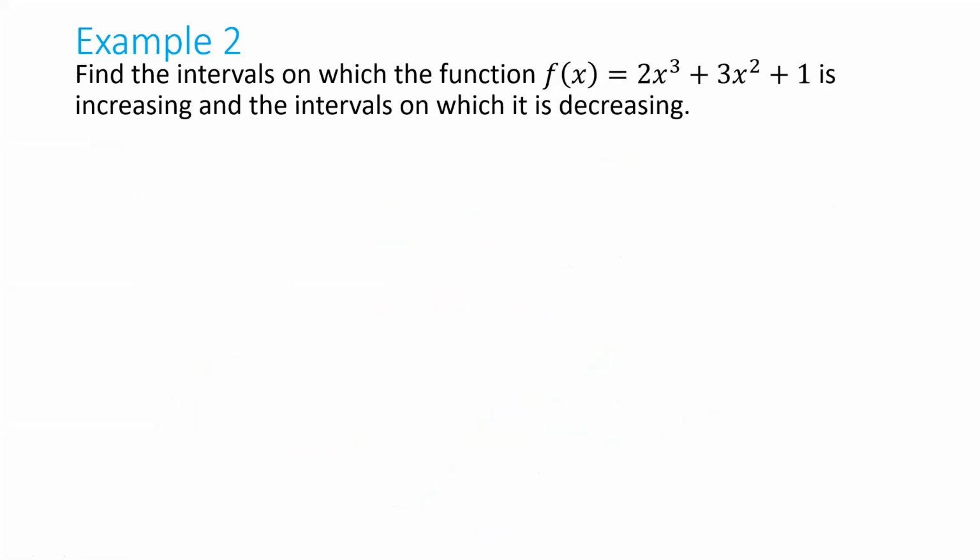So let's try out this example. We've got a function f of x equals 2x cubed plus 3x squared plus 1. And we want to find the intervals where this is increasing and where it's decreasing. So in other words, we're going to figure out where it's increasing. We want to solve when f prime of x is positive. And where is it decreasing, we're going to solve when f prime of x is negative.